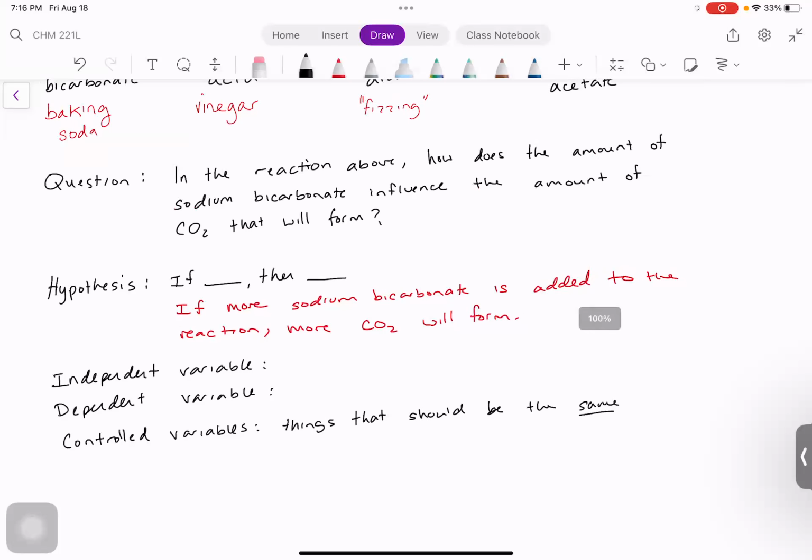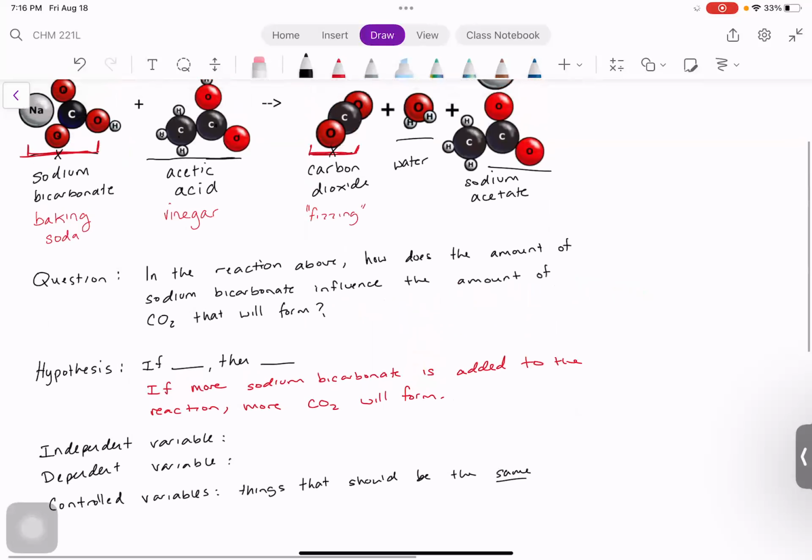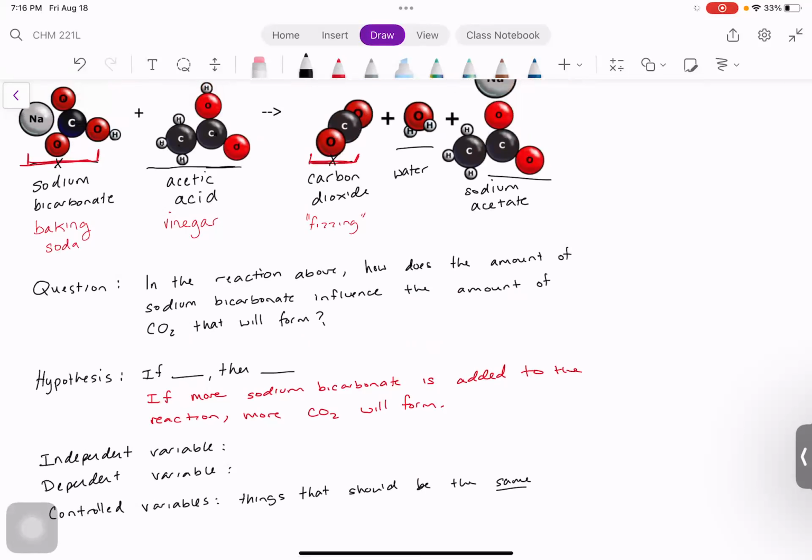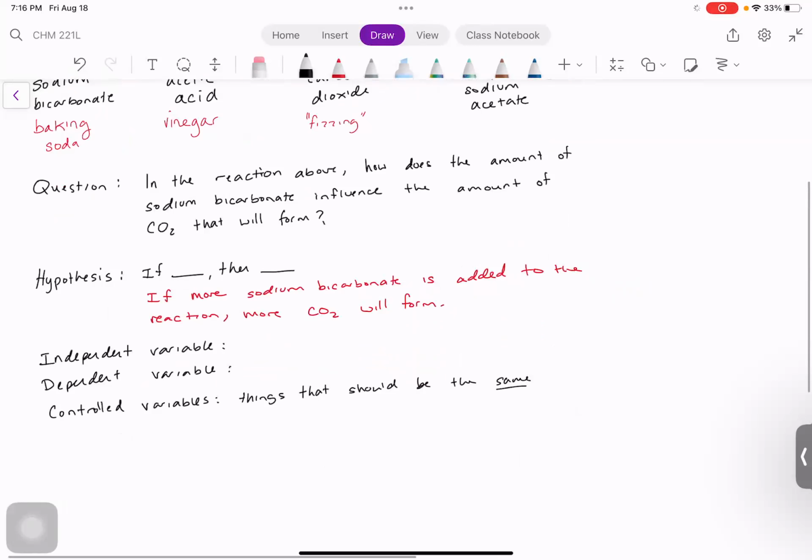So this is the experiment that we're going to be doing. You're going to be changing the amount of sodium bicarbonate in this reaction and measuring the amount of carbon dioxide that is produced. And you'll watch the procedure video to see exactly how we're going to do that.